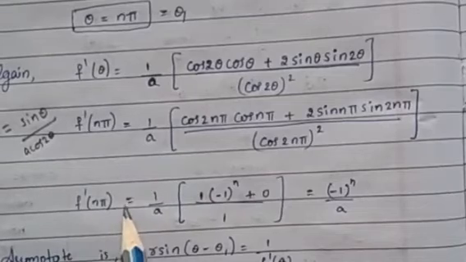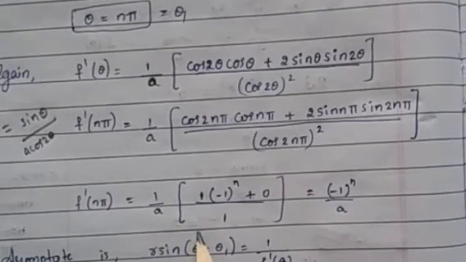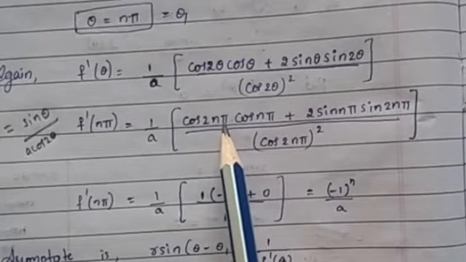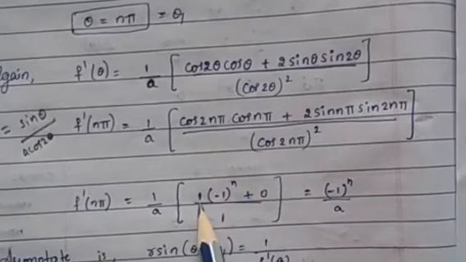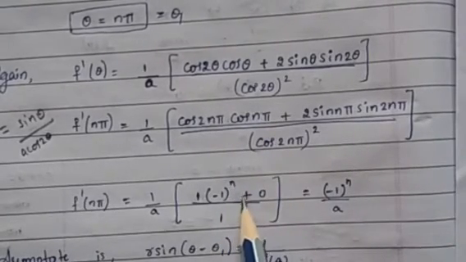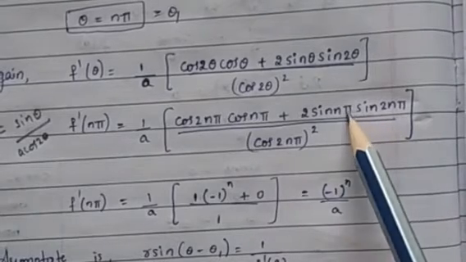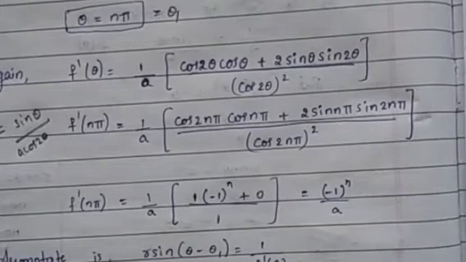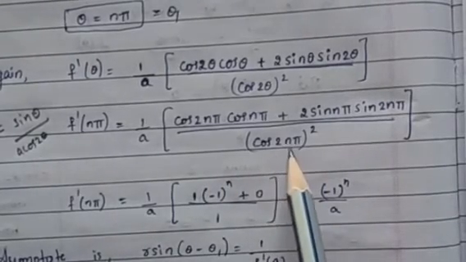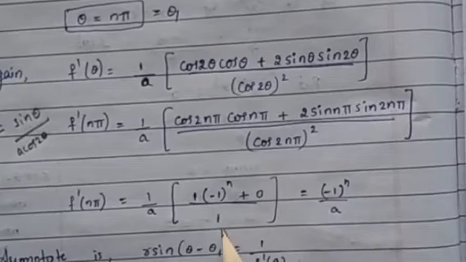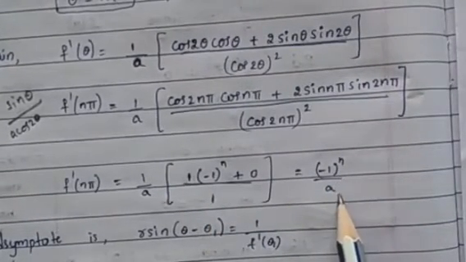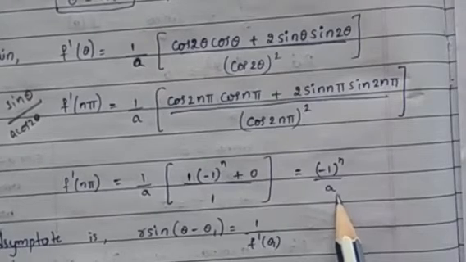Next, f dash of n pi which is equal to 1 by a into cos 2n pi, cos 2n pi value is 1, cos n pi value is minus 1 all to the power n, plus sin n pi value is 0, sin 2n pi is also 0. So divided by cos 2n pi value is 1, 1 square means 1. So if you simplify this, you get minus 1 all to the power n by a.